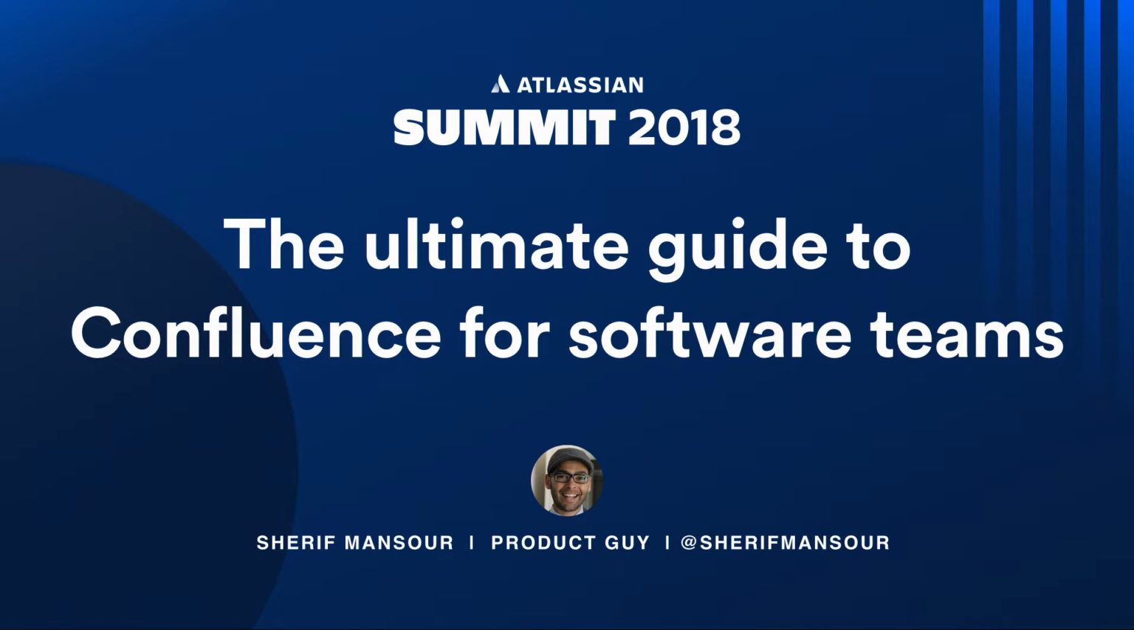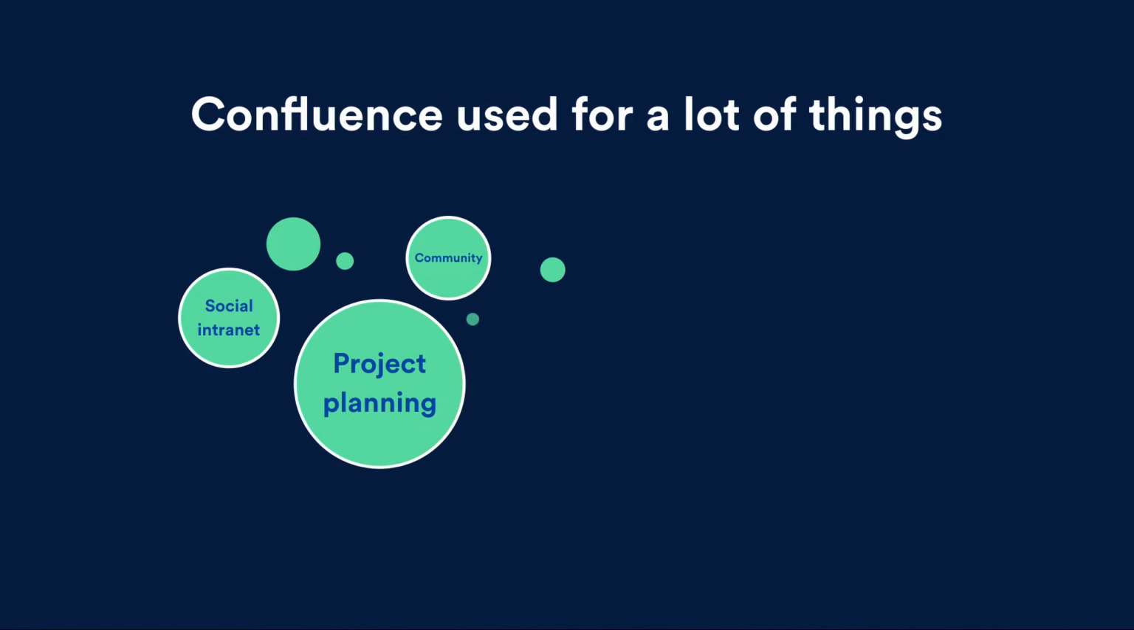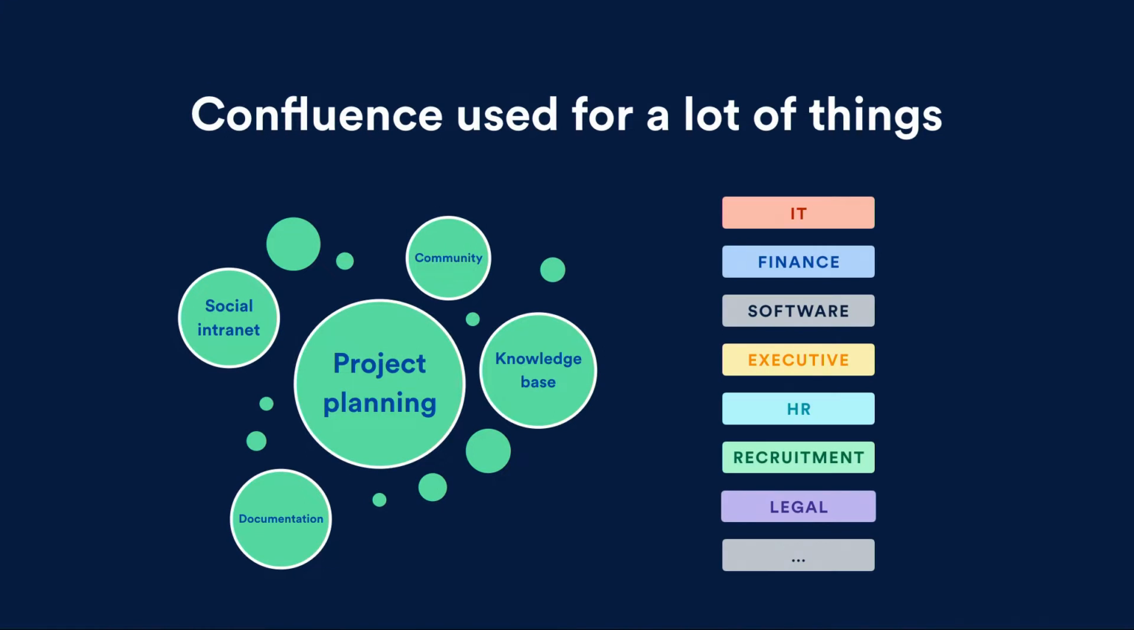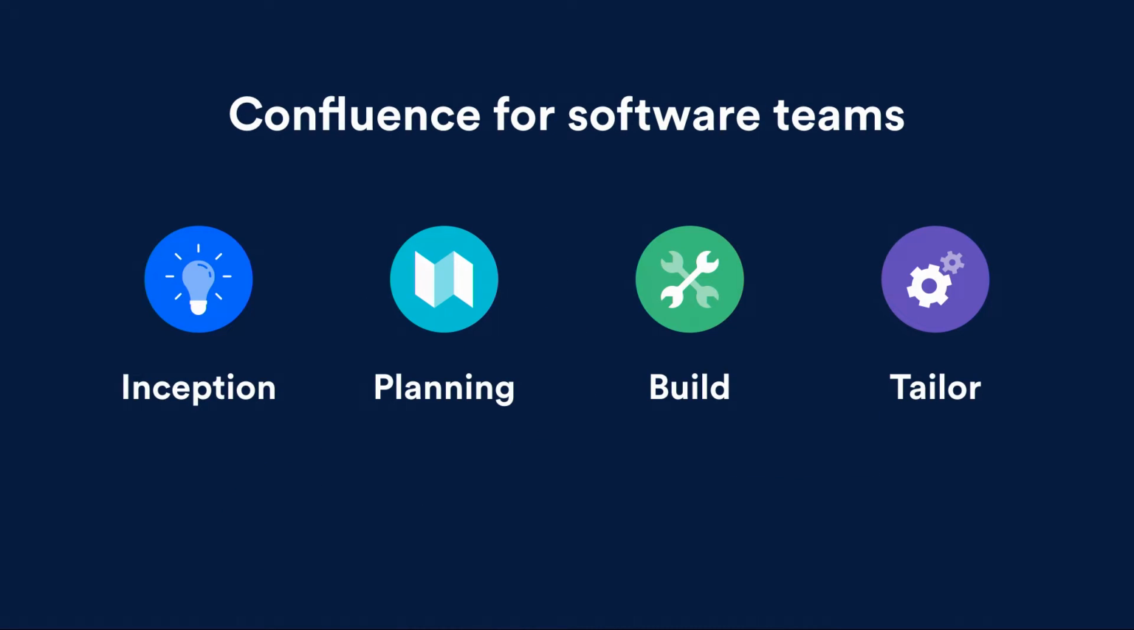This is the ultimate guide to Confluence for software teams. Now, Confluence is used for a lot of things. You can use it to plan projects, knowledge bases, social intranets, documentation, communities, and in a lot of different departments, whether it be IT, finance, legal, HR, recruitment. And so when I was thinking about this talk, what I wanted to do was just focus on a couple of things. I'm going to focus today on project planning for software teams. That's going to be my main focus.